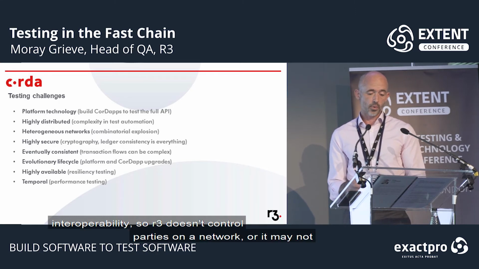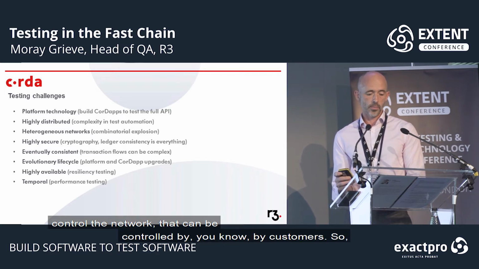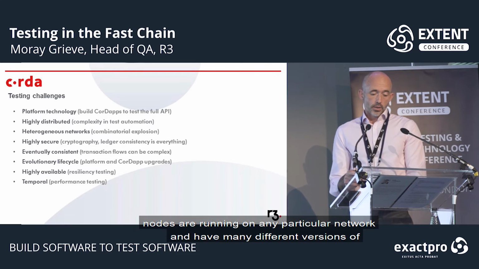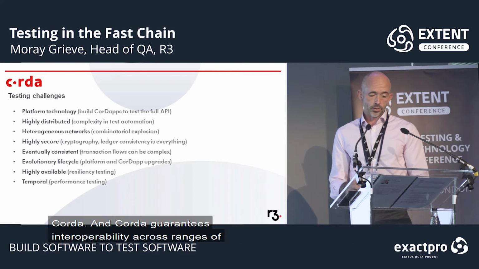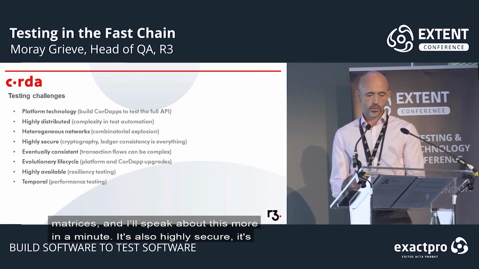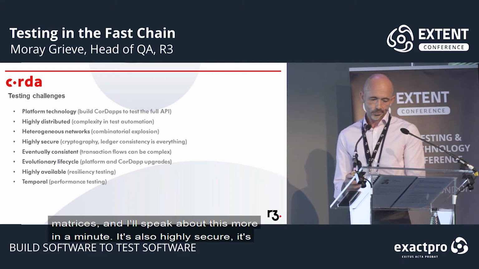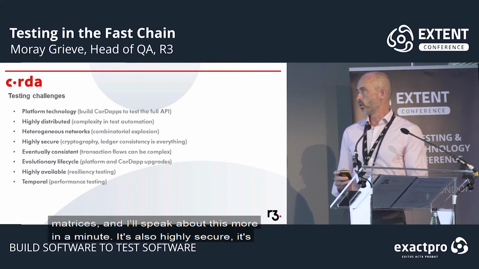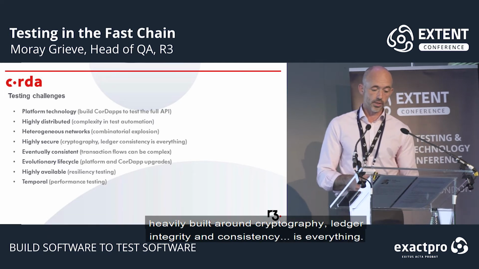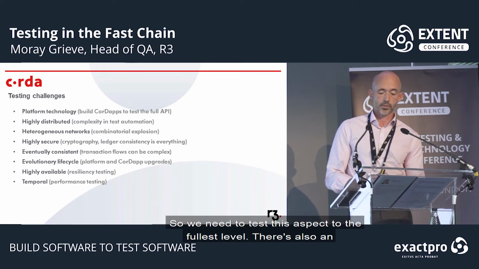Heterogeneous networks and interoperability. R3 doesn't control parties on a network, or it may not control the network. That can be controlled by customers. So nodes running on any particular network can have many different versions of Corda, and Corda guarantees interoperability across ranges of versions, which leads to this combinatorial explosion in test matrices, and I'll speak about this more in a minute. It's also highly secure. It's heavily built around cryptography. Ledger integrity and consistency is everything, so we need to test this aspect to the fullest level.